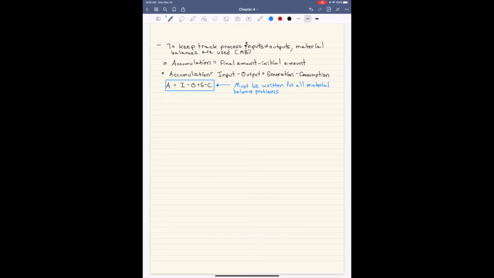Right? And I'm not just doing this to give you tedious work, but I'm requiring that you write this equation because it's a very important tool for analyzing your process. It's an important tool for figuring out what is possible for a given process.